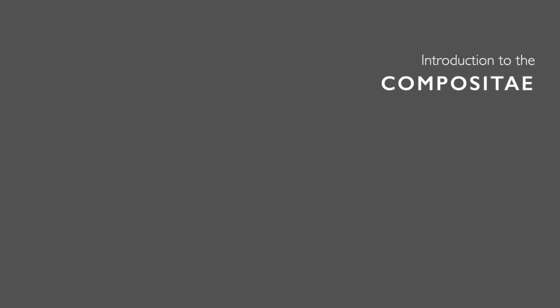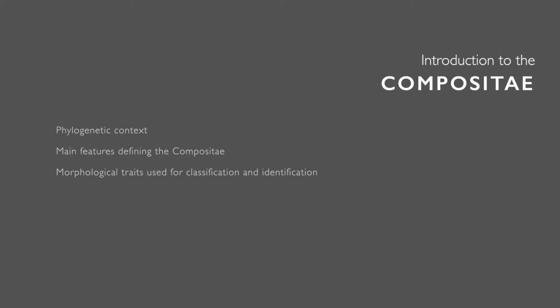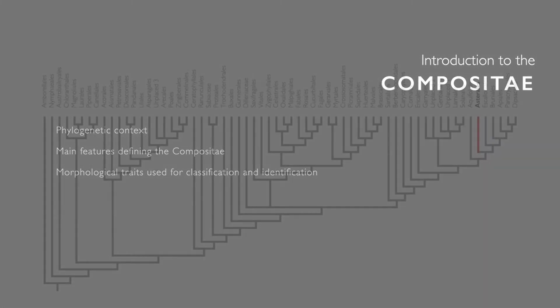Well, okay, in this short introduction to the Compositae family, first I'm going to provide a brief sketch of the phylogenetic context of the family. Then I'm going to explain briefly the main morphological features defining the Compositae. And finally, I'm going to dedicate most of this introduction to explaining the very basics of the morphological traits used for both classification and identification in the family.